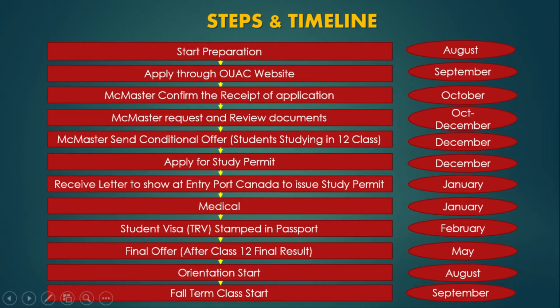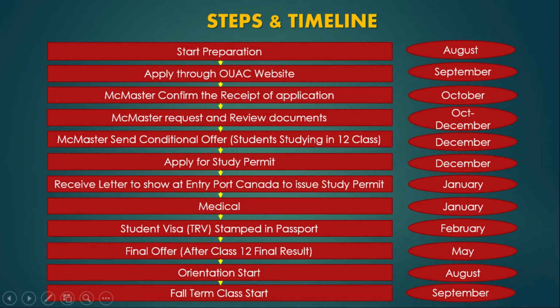The main academic year starts in September, that is in the fall time. There are intakes for winter and spring. It is recommended to start the preparation for fall term in August, that is approximately 1 year before. Start with collecting the information about universities.